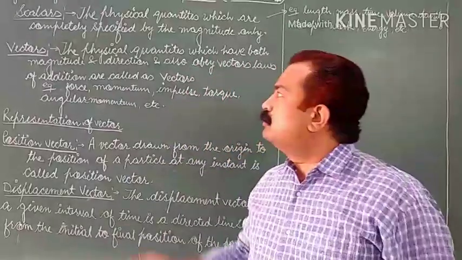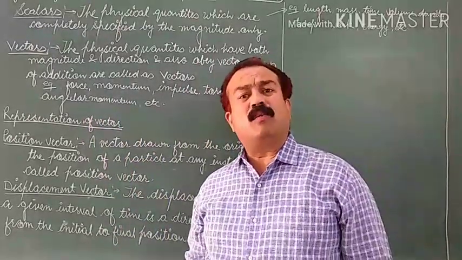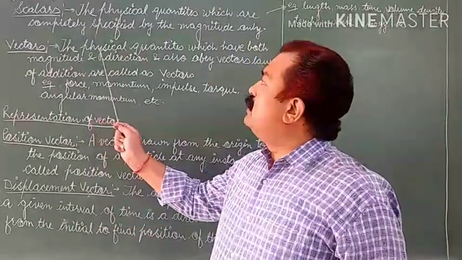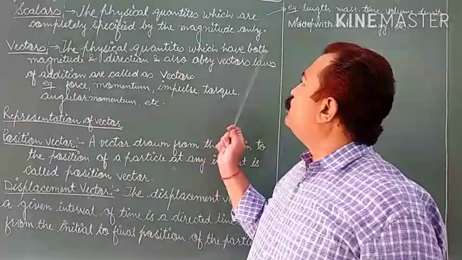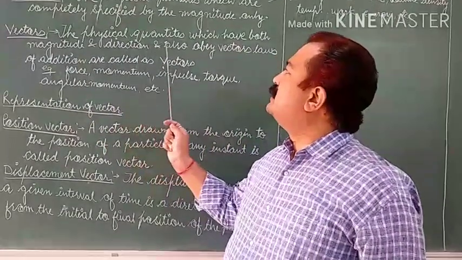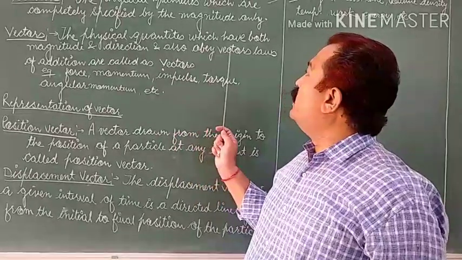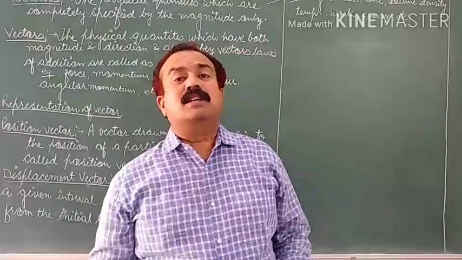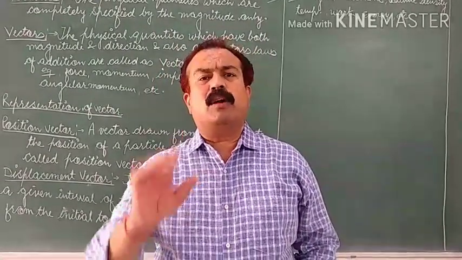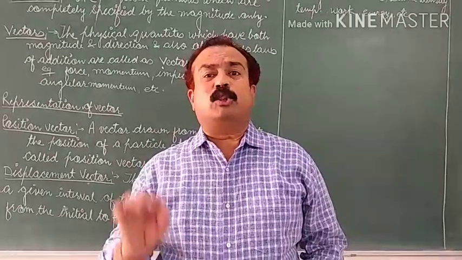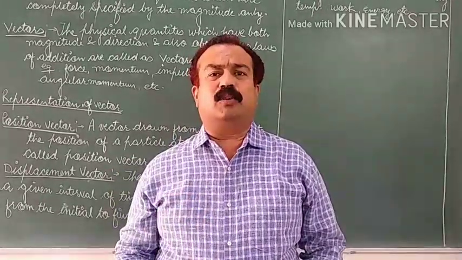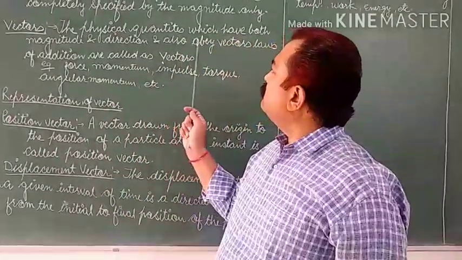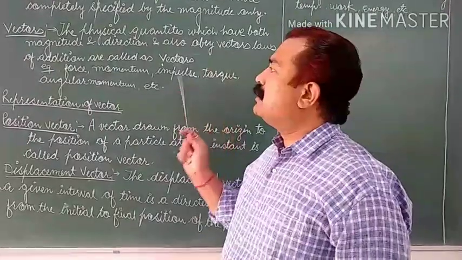Next we have to know about vectors. So what are vectors? First you see the definition, then I will tell you again. The physical quantities which have both magnitude and direction and also obey vector laws of addition are called vectors. Generally the students say that vector quantities are those which only have magnitude as well as direction. But they don't think about vector laws, or you can say vector laws of addition.